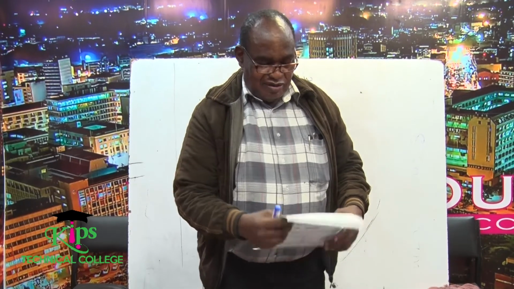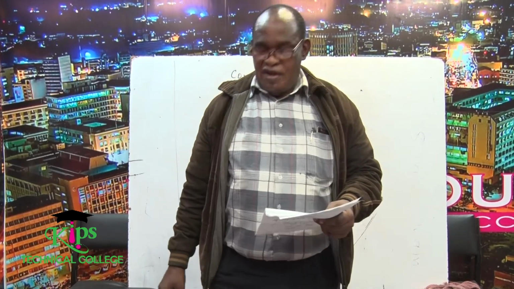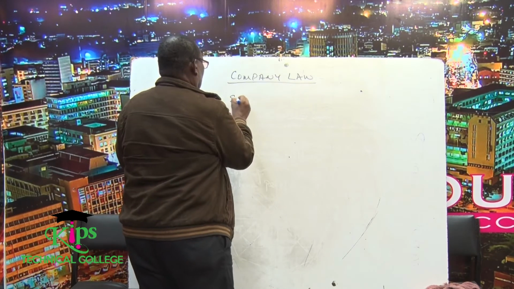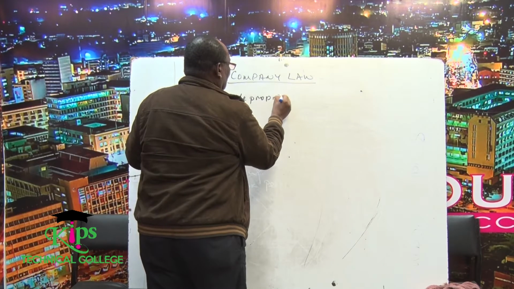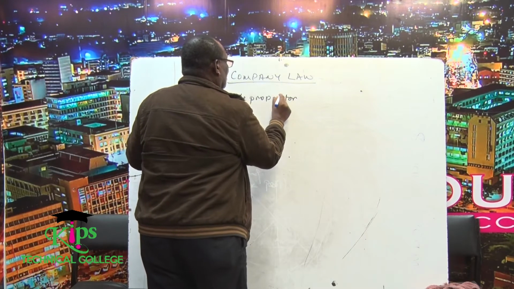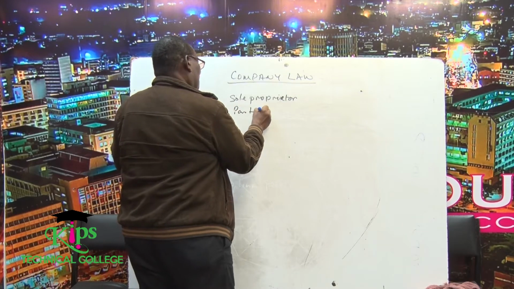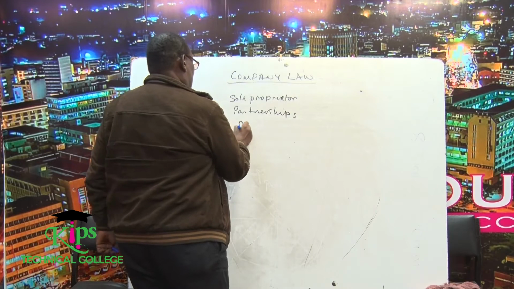Company law. I'm going to talk about company law, but before I continue, I have to talk about different forms of businesses. Apart from the company, we have businesses like the sole proprietor. So, sole proprietor. We have partnerships. We have cooperatives.